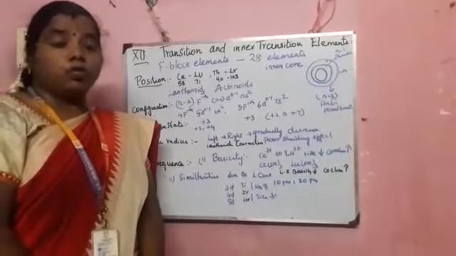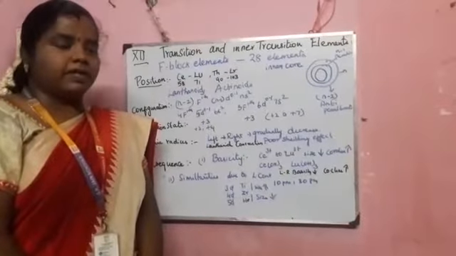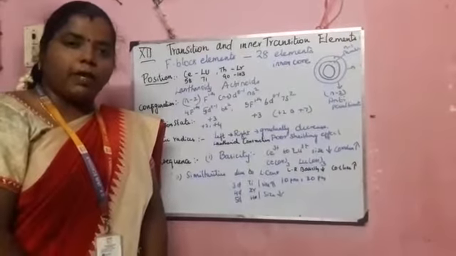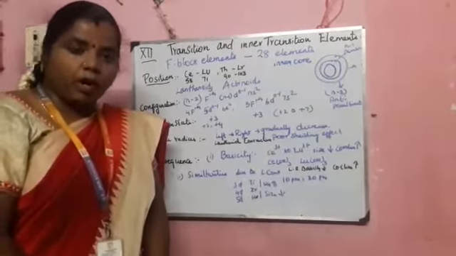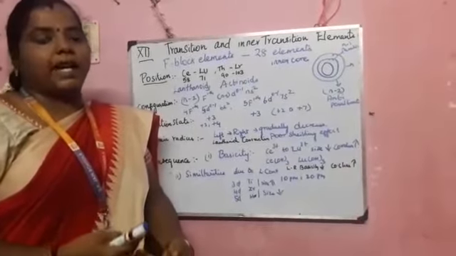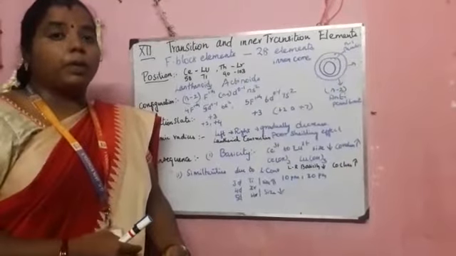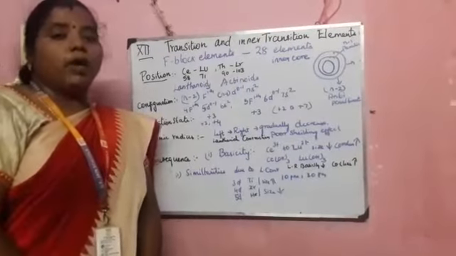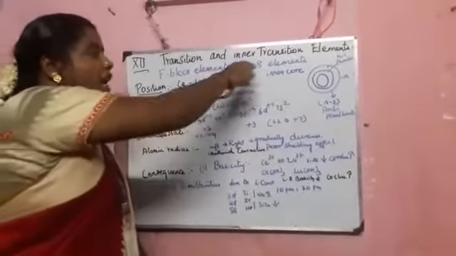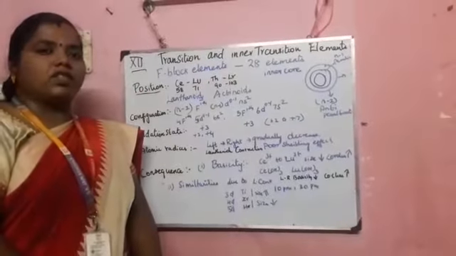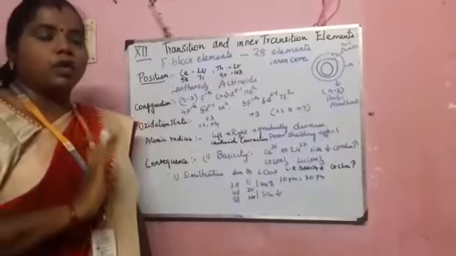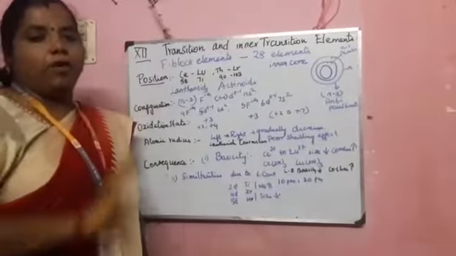In the last videos we saw about the transition elements, which means the D block elements: their position, oxidation states, magnetic property, catalytic property, as well as the preparation of potassium permanganate and potassium dichromate. Today we are going to see about the inner transition elements, which simply means the F block elements.